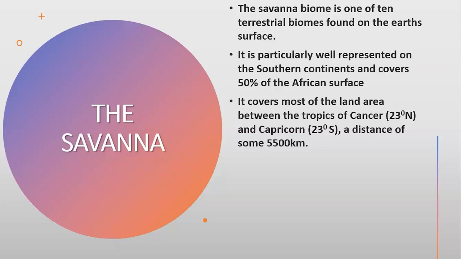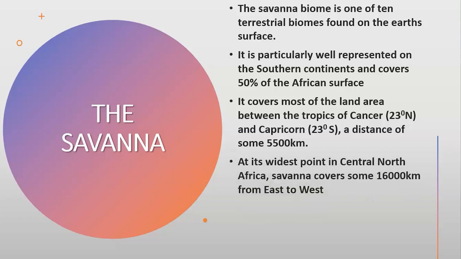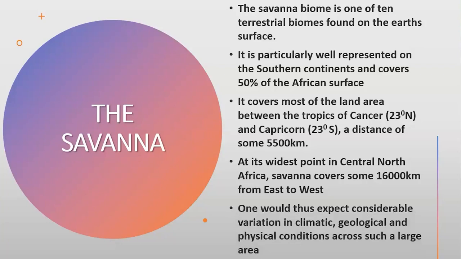And here in Africa, from north to south, between the two tropics, it covers a distance of 5,500 kilometers. And in its widest point in central North Africa, savanna covers some 16,000 kilometers from east to west. Wow. When you think about the size of this area and trying to classify it and understand the savanna in terms of managing it, it covers vast areas.